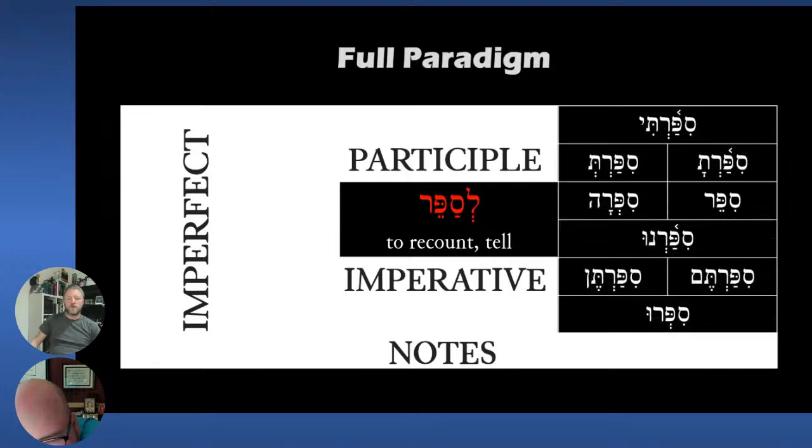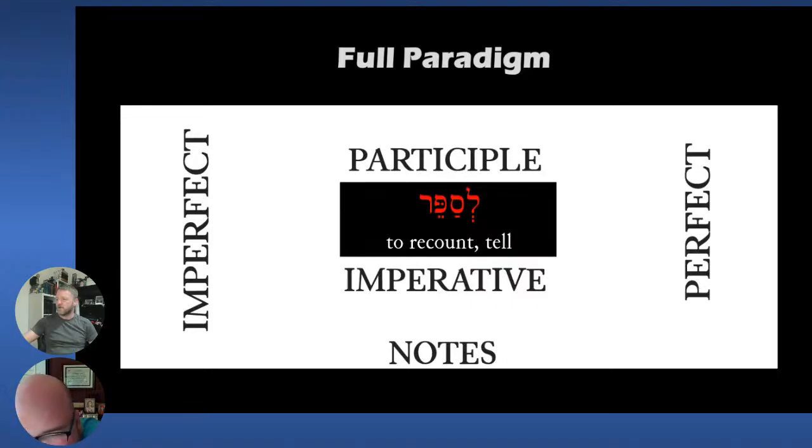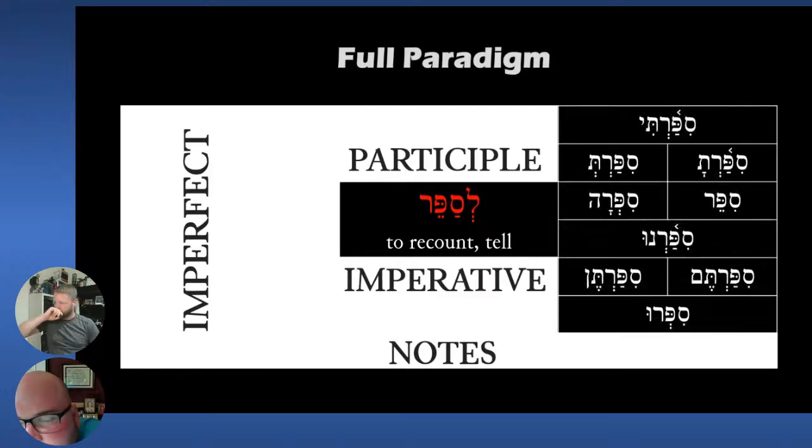So the first one we're going to look at is the perfect. We call it siper, or, well, actually the first one we looked at altogether is the infinitive. This is the infinitive construct. The infinitive construct likes to be paired with something else. So le saper is to tell or to recount. Le saper. Okay, so the perfect is siper.